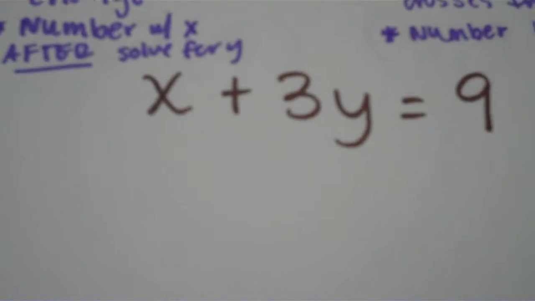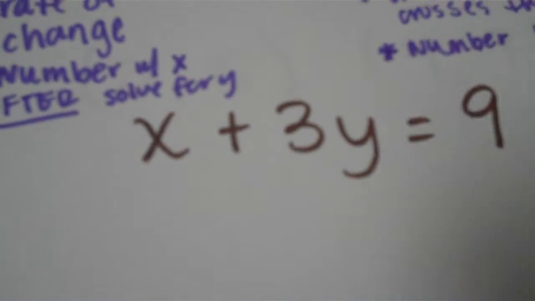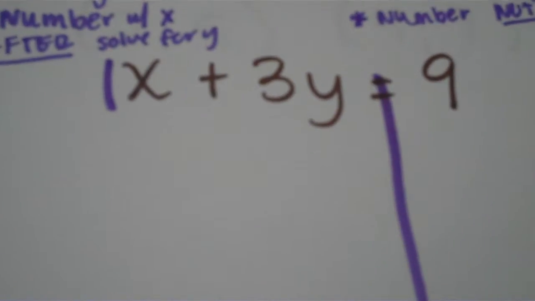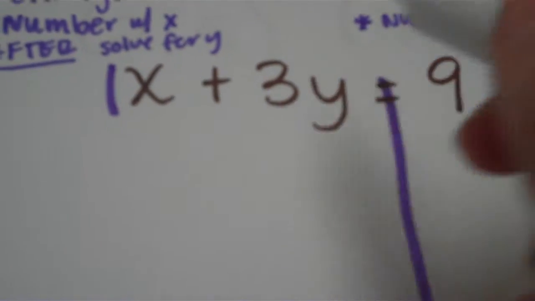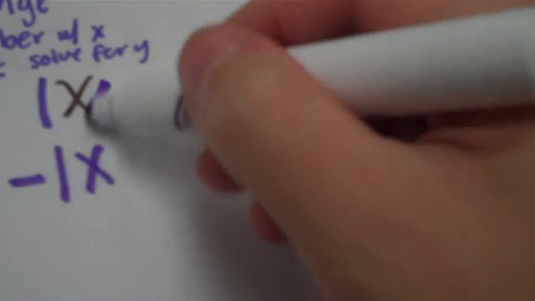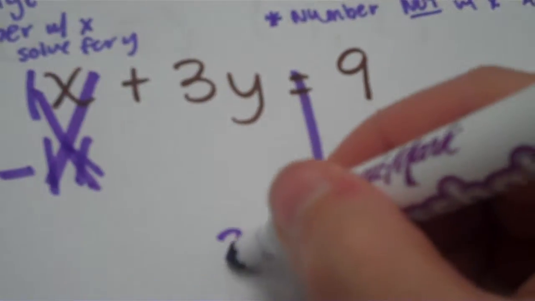So let's solve this for y here, okay? Real quick, there's no number with x, so I'm going to put a 1 there. And I'm going to draw my line. We're going to solve for y. So your y, 3 is your best friend. We kick out the 1x. The opposite of positive 1x is negative 1x. That goes away. Positive 3y comes down.